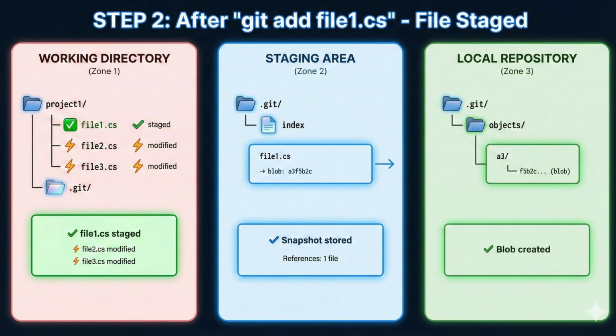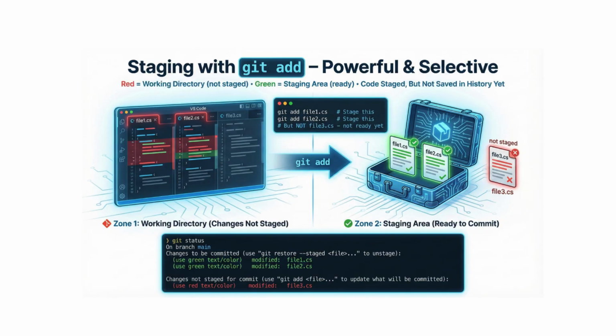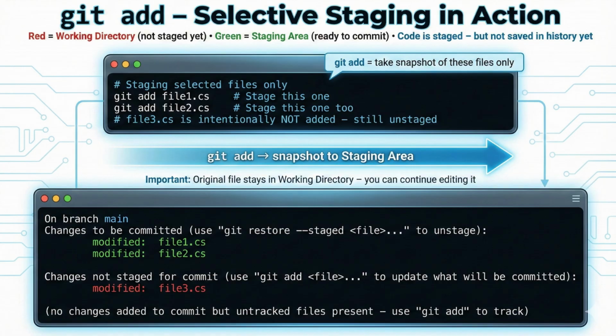Why is this useful? Because you can be picky. You're curating what goes into your next save point. Nice, right? Want to see what's staged and what's not? Give the command git status. Red files mean they're still in the working directory. Green files mean they're staged and ready. Cool, but we're not done yet.